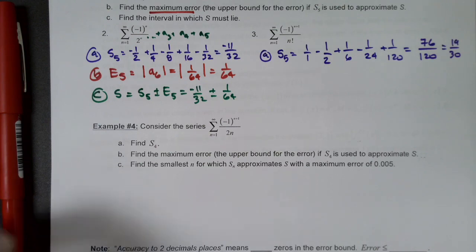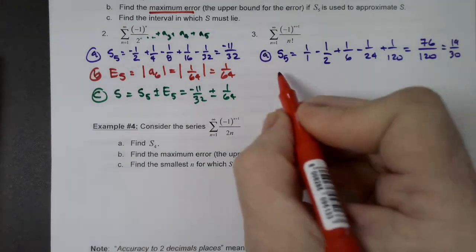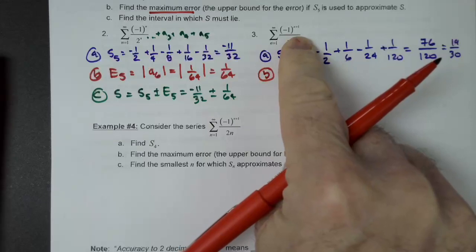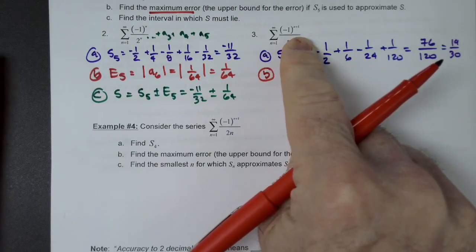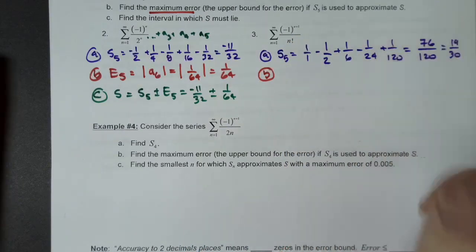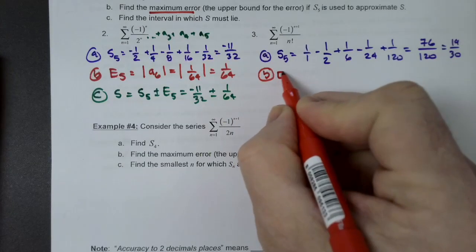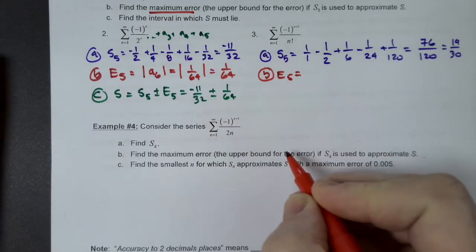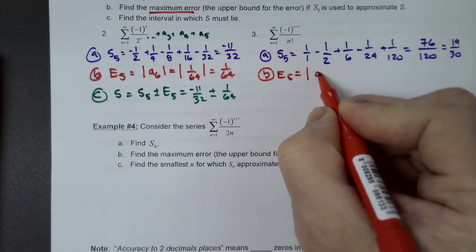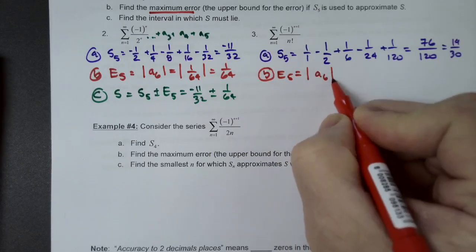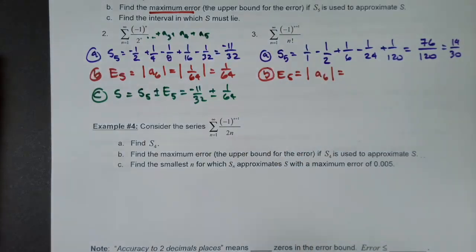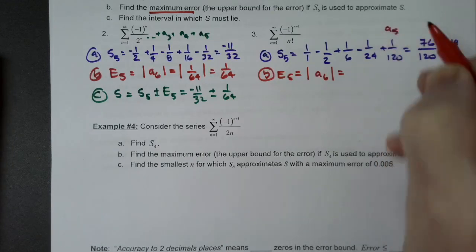Now, how close is that to the actual value? Since this is a decreasing alternating series, we know that our error for this fifth partial sum will be whatever the sixth term is. This one here is the fifth term.